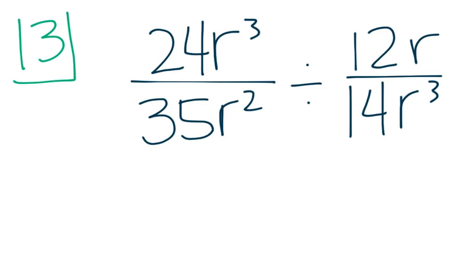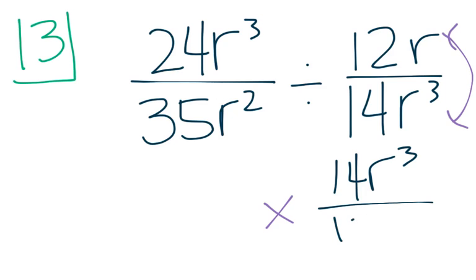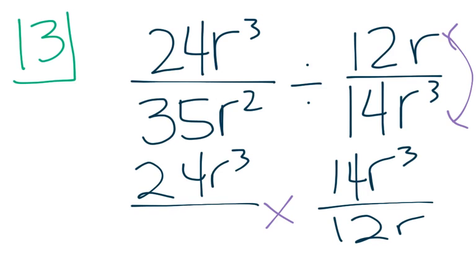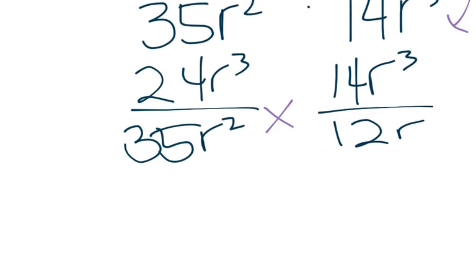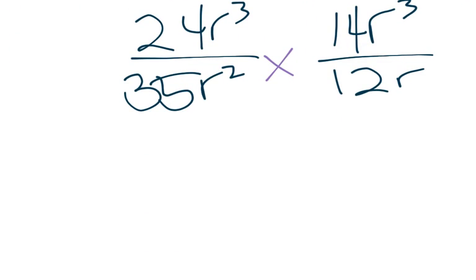So 24r to the third over 35r squared divided by, which means we're going to want to change this to a multiplication sign and flip this over. So we are going to flip it to 14r to the third over 12r, and this first fraction stays the same. Now we want to factor these so we can cancel out like terms.